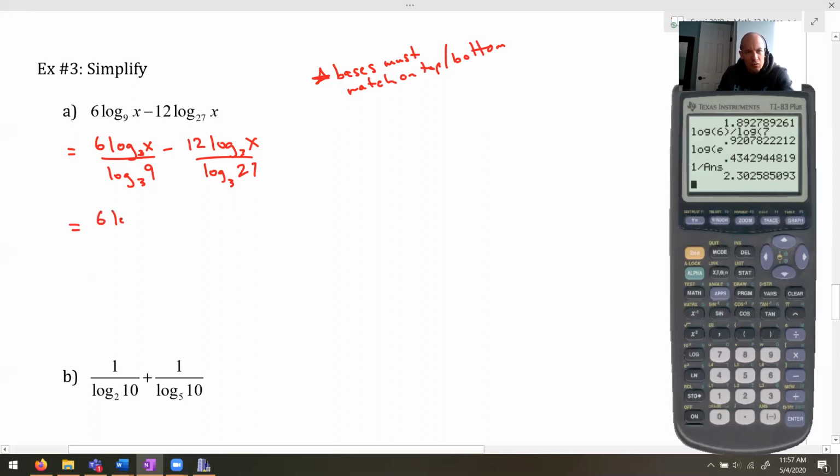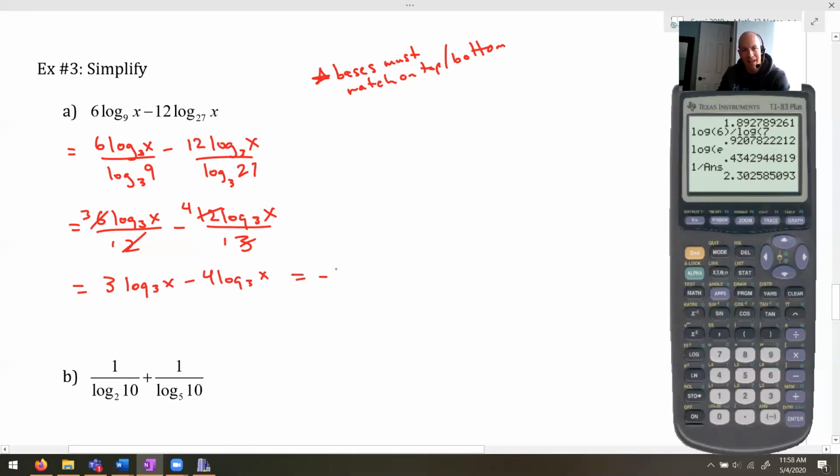Okay, so when I do this, this is pretty helpful. This is going to be 6 log base 3 of x, and then what's on the bottom, log base 3 of 9. 3 squared is 9, so this is simply 2. And then this one here is going to be 3 cubed is 27. Wunderbar. I'm going to simplify. So the 6 and the 2 can cancel to get 3 and 1. The 12 and the 3 can cancel to get 4 and 1. So this is 3 log base 3 of x minus 4 log base 3 of x. And then finally I get negative log base 3 of x.